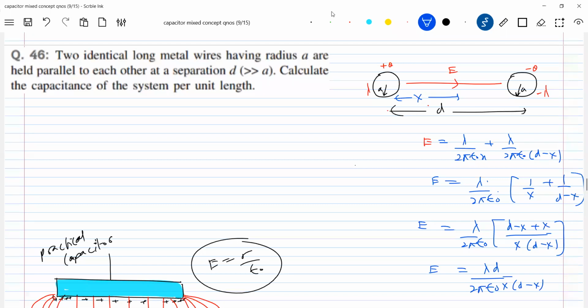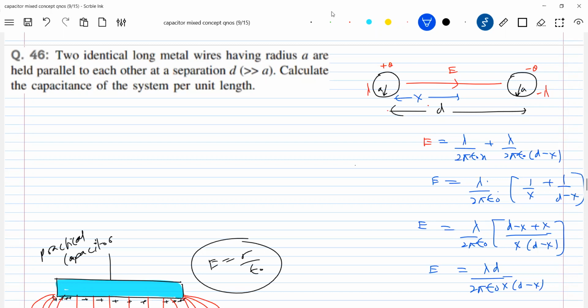Let's assume I connected a cell. The cell will push a charge and induce a charge minus Q like this. Then we'll calculate the potential difference. What is the total charge supplied? V equal to Q by C, like earlier we did for spherical capacitors. Can you remember? A similar idea is what you have to introduce for this particular thing.